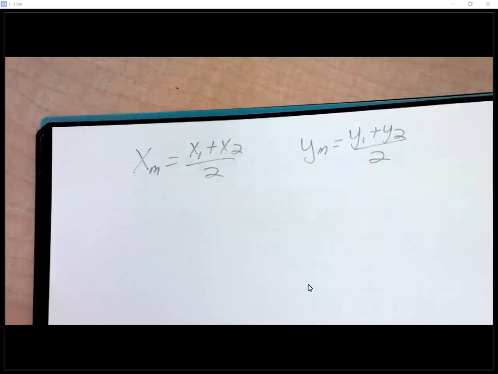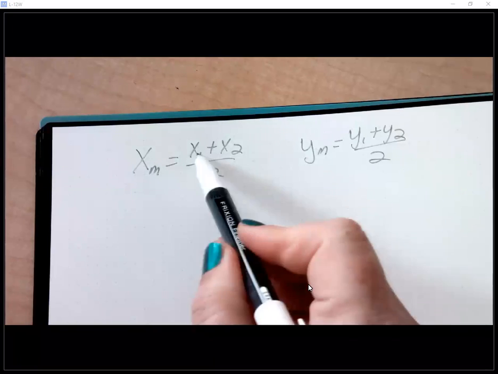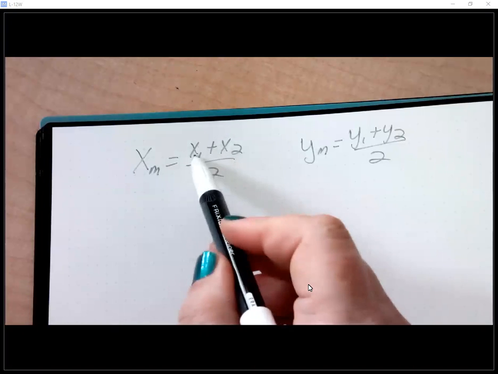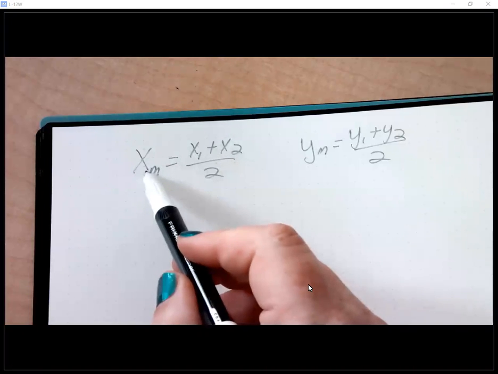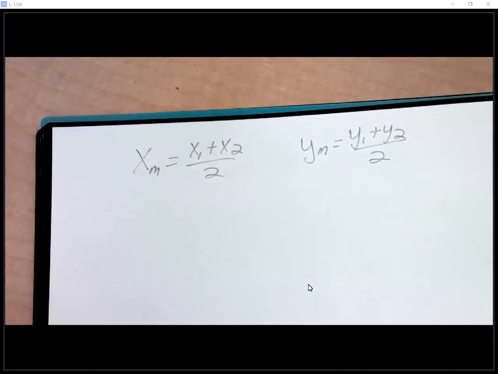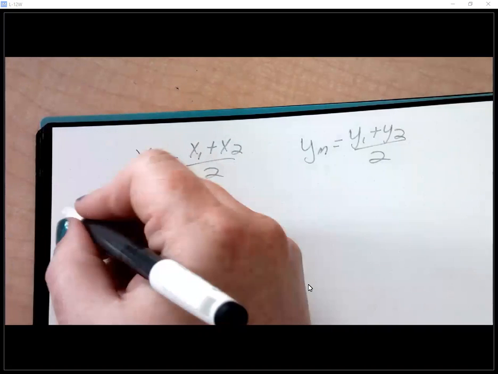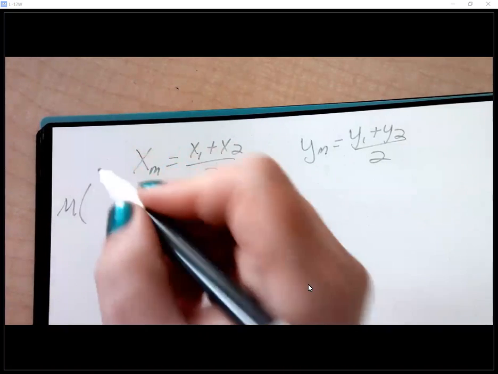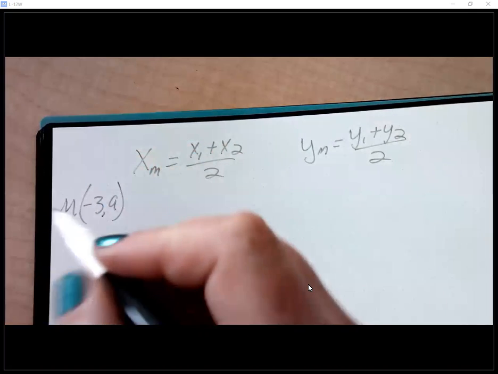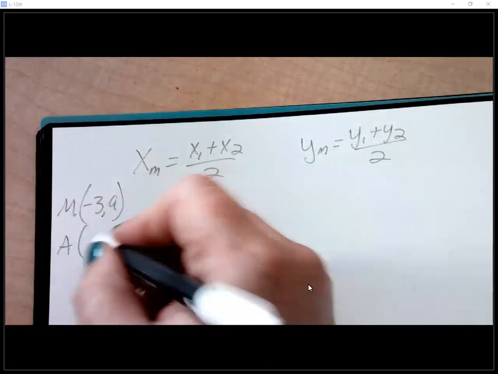Here, they threw you a curveball. They didn't give you x1 and x2. They gave you 1 point, so let's call it x1, and they give you the midpoint. So you're going to fill in these two and then just solve for that one. Let's walk our way through it. So it says M, which is the midpoint, is at -3, 9, and then A is at -12, 2.